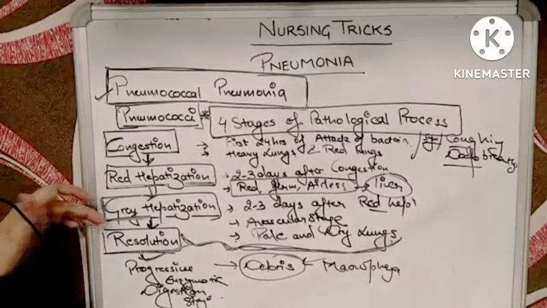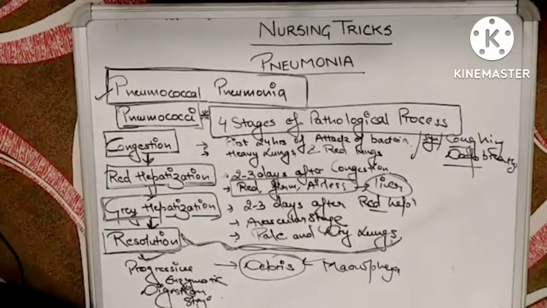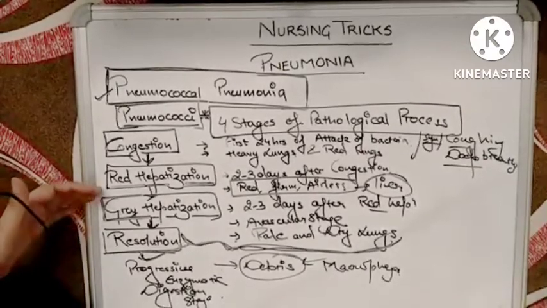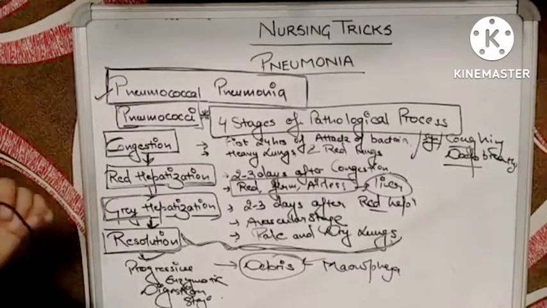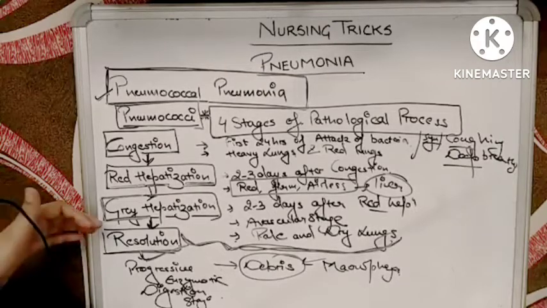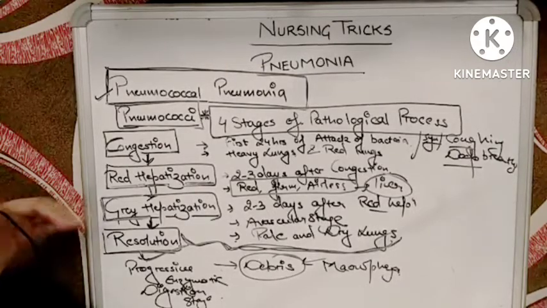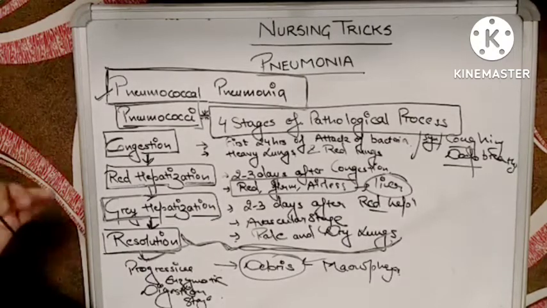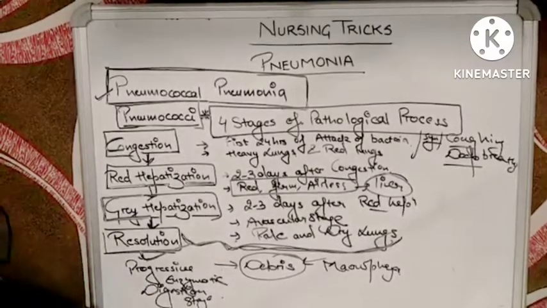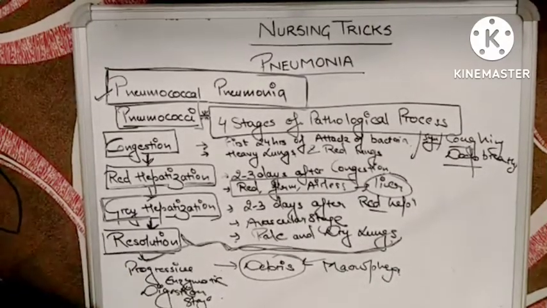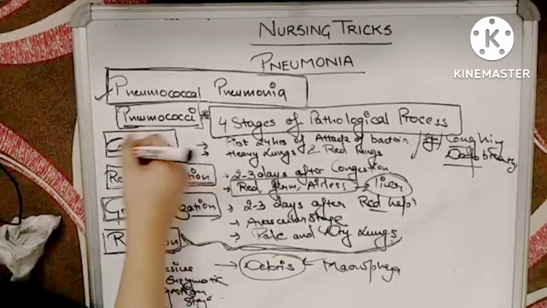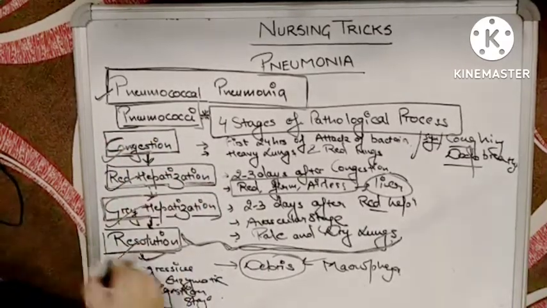The third stage is gray hepatization, which occurs 2 to 3 days after the red hepatization. This is the avascular stage, in which the lungs appear pale and dry. The last stage is resolution, in which there is progressive enzymatic digestion of the debris by the macrophages, which can also be coughed up or reorganized by the fibroblasts. I hope till here it is clear to you. It is very important to remember the sequence: first congestion, then red, gray and resolution.